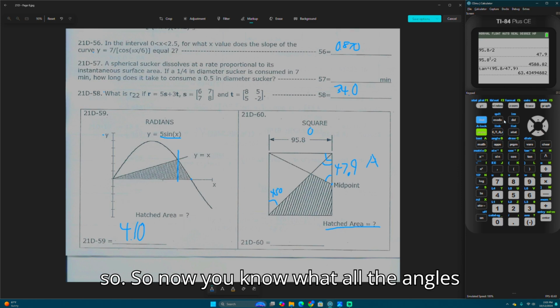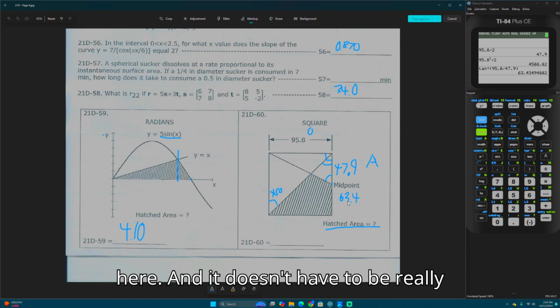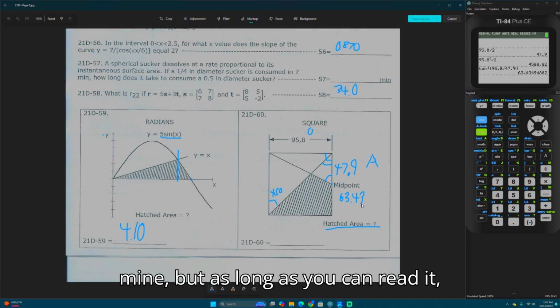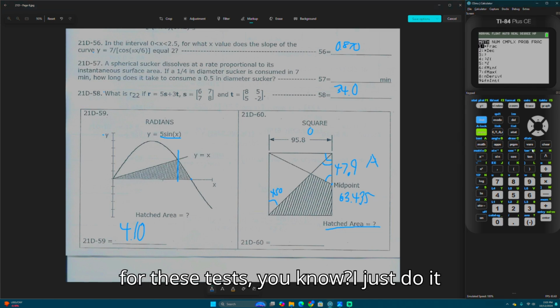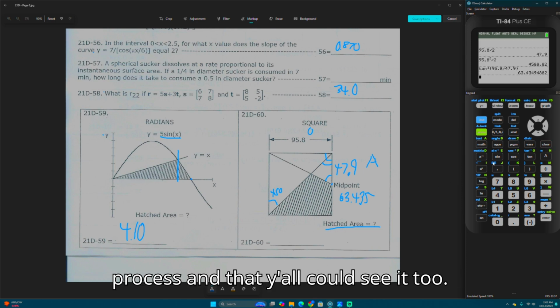63.435 or so. So now you know what all the angles are. I'd write that down over here. 0.4. And it doesn't have to be really nice handwriting, hopefully better than mine, but as long as you can read it, it's not like you're having to show work for these tests, you know?